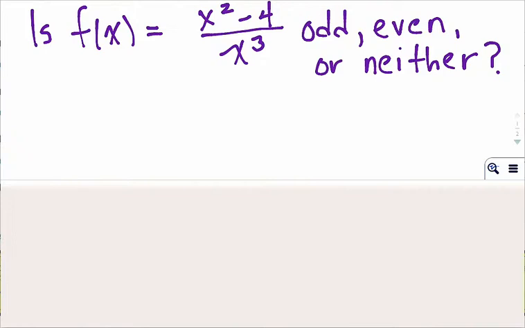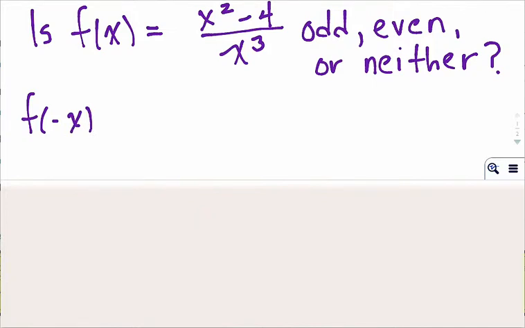Graphically, an odd function is symmetric about the origin. Graphically, an even function is symmetric about the y-axis. And of course, a function that is neither has neither symmetry about the origin or about the y-axis. So the idea is to plug in negative x and then simplify.